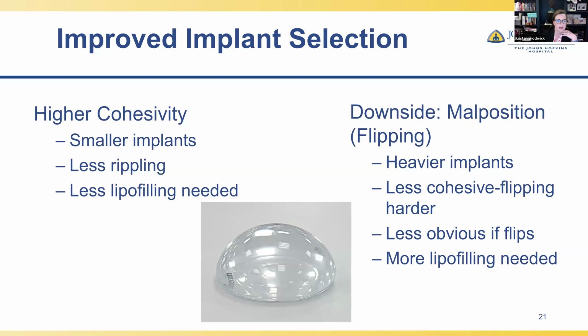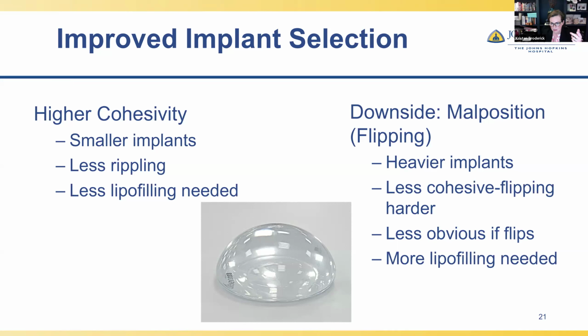One other thing that's helped us is that we now have more cohesive implants. So silicone implants used to be very sort of molten, if you will. If you cut into them, they would leak out like molten jello. But we now have cross-linking of the silicone within the device, and so it's what we call more cohesive. You may have heard the term gummy bear implant. I think that's a bit of a marketing technique, but what it does is it means that the implant holds its shape when it's subject to gravity. And that's really helpful in smaller implants. You see less rippling, and so you don't have to do as much lipofilling.